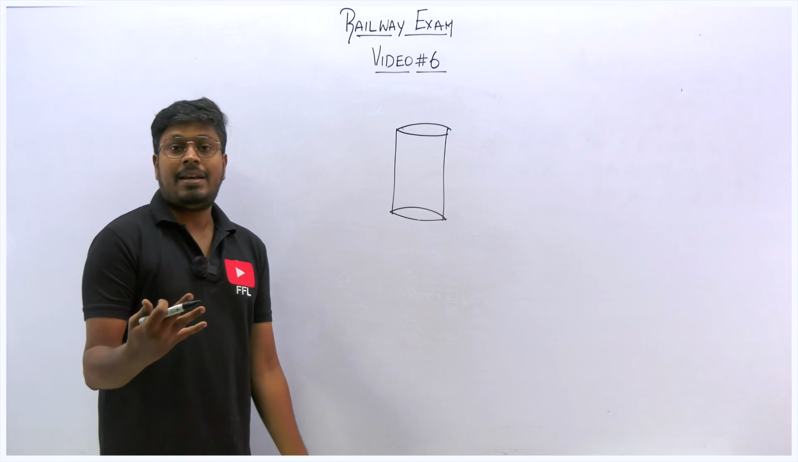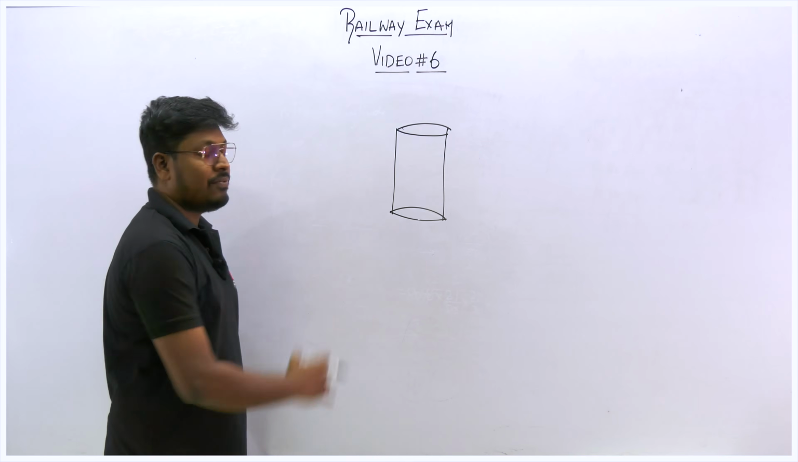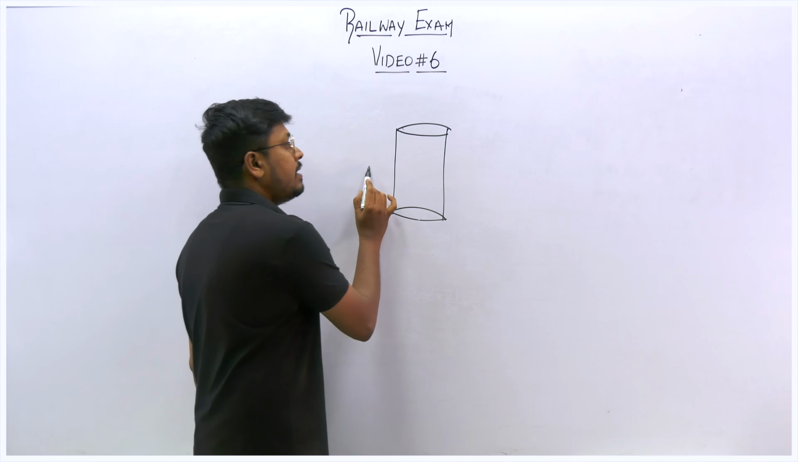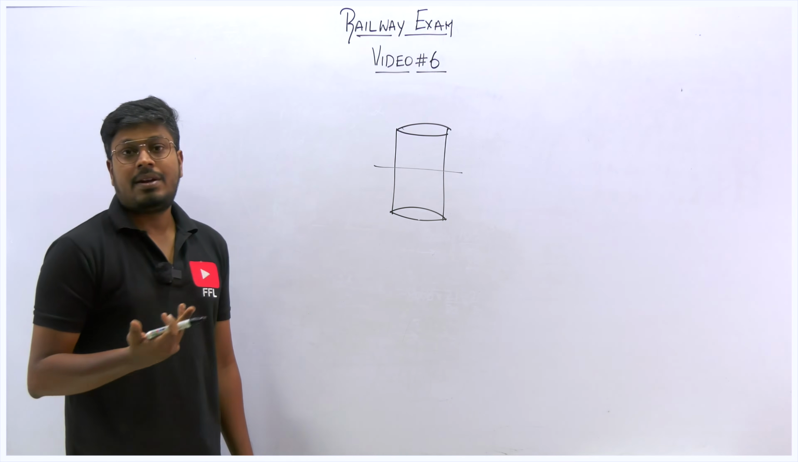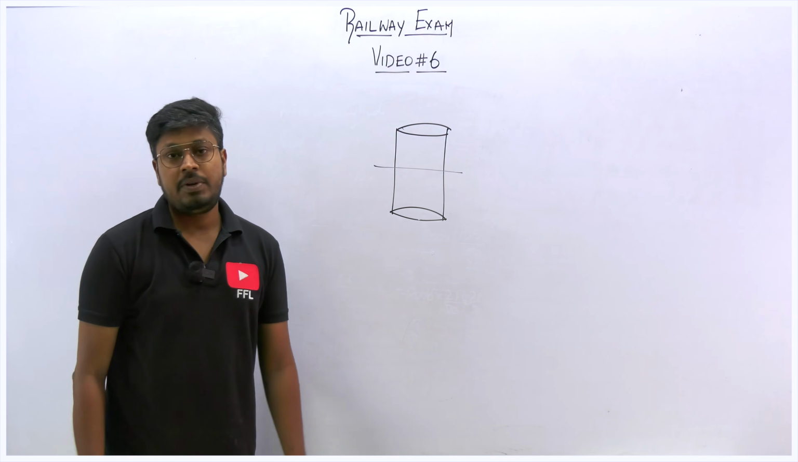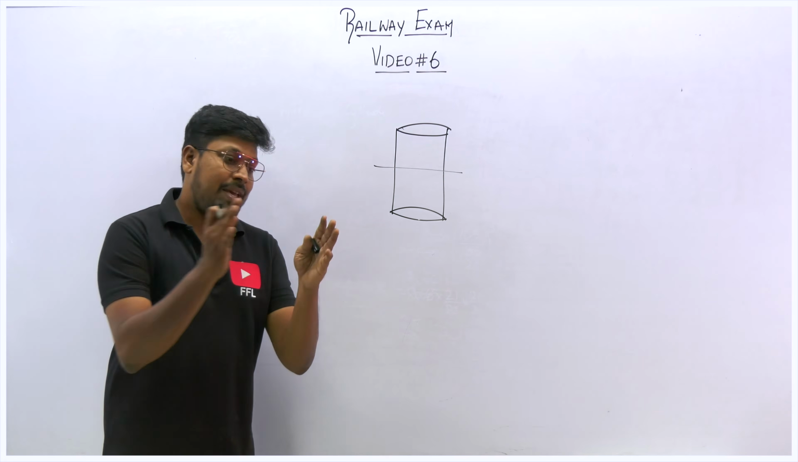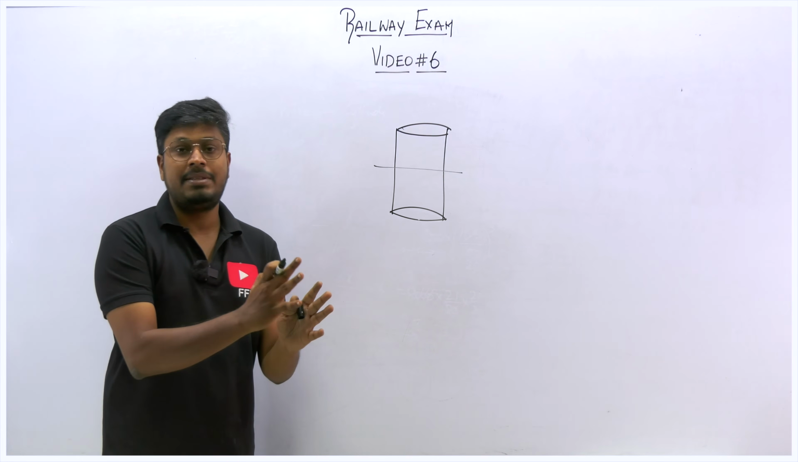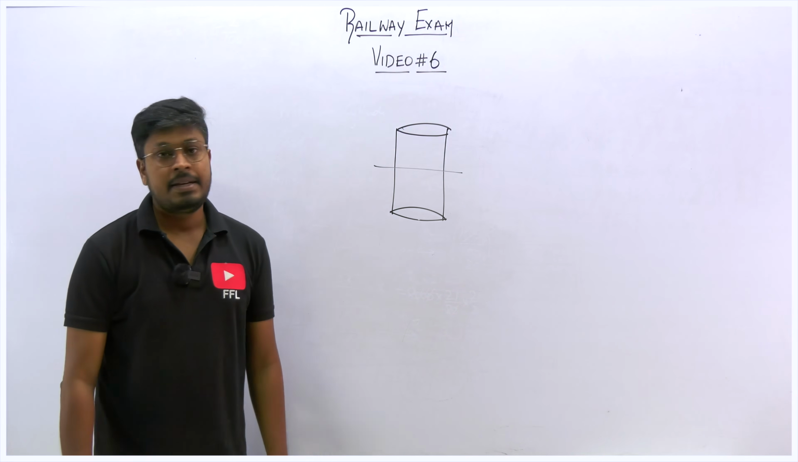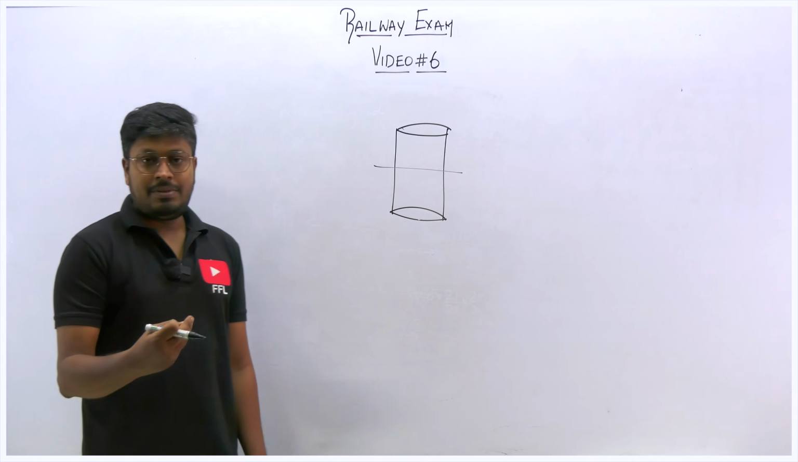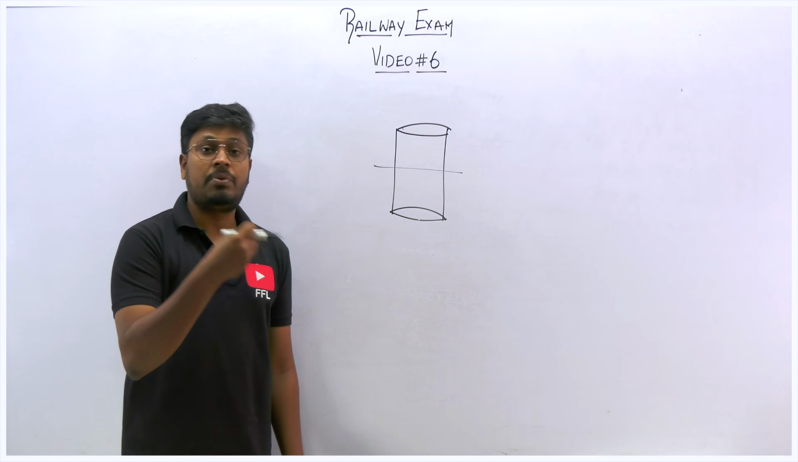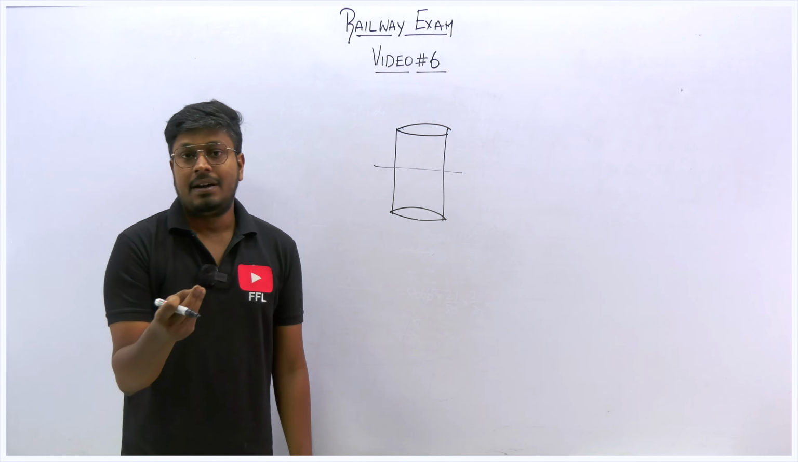And the frustum concept will not apply to the cylinder. Why? Because when you cut a cylinder parallel to the base, it again forms 2 cylinders, right? Unlike a cone or a pyramid, we don't have any frustum like that. So we have only 2 categories: one is a normal cylinder and the other is a hollow cylinder. So, 3 formulas.